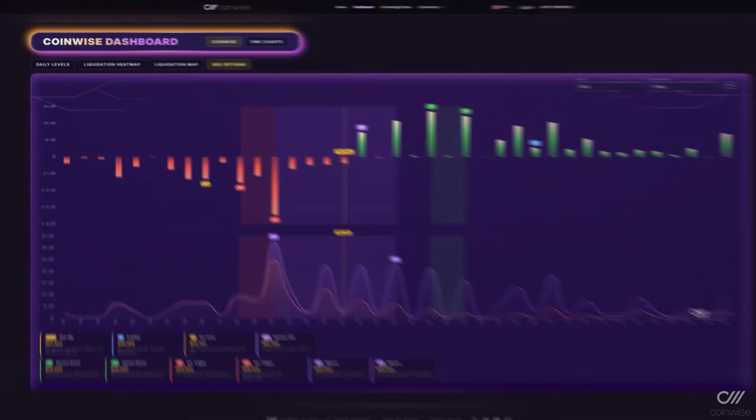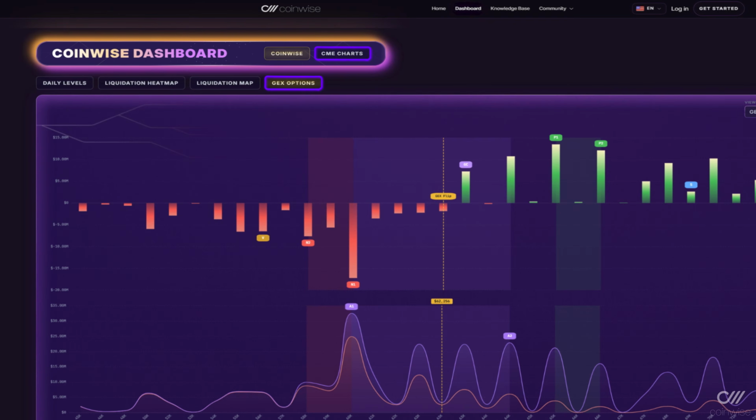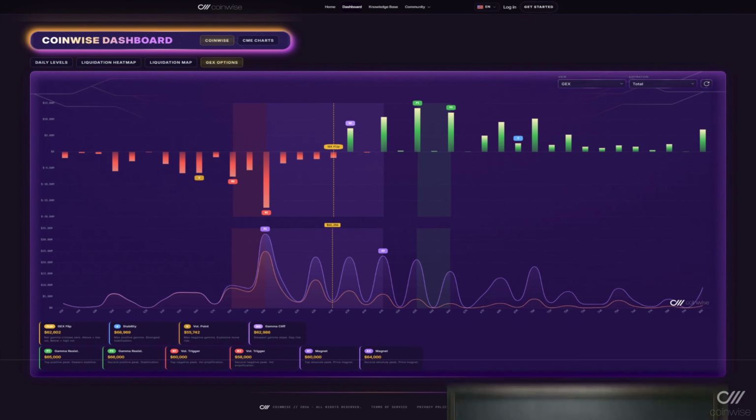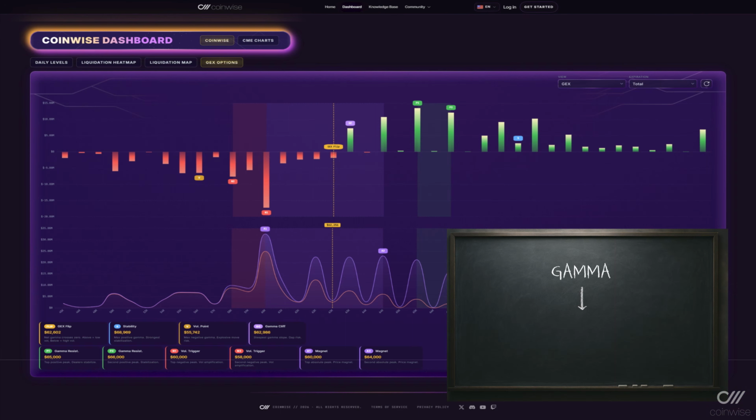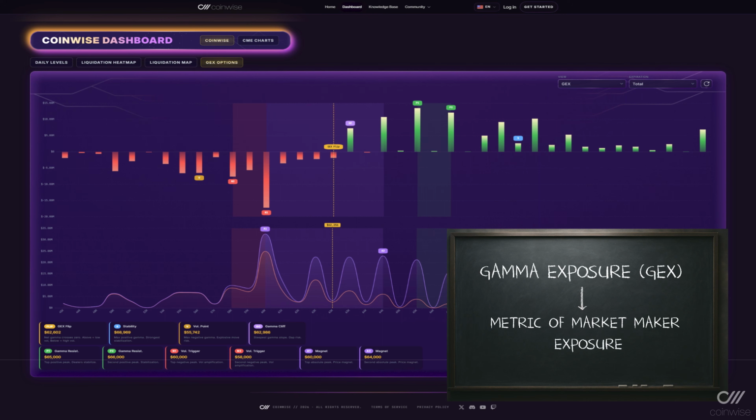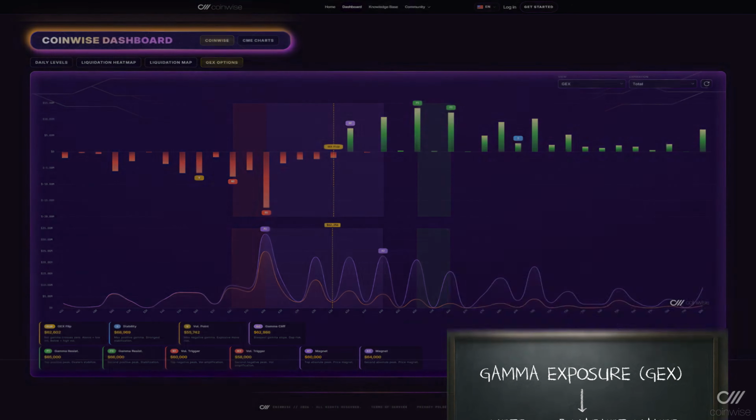When you see GEX options and CME charts listed on the Coinwise dashboard, here's a foundation to begin understanding the data. In simple terms, gamma is an options metric of how quickly the sensitivity of an option price changes as the asset price changes. Gamma exposure, or GEX, measures the overall option market maker's exposure to gamma. This can have a strong influence on price movements, and we'll have a video on this topic very soon. But first, let's understand options basics.